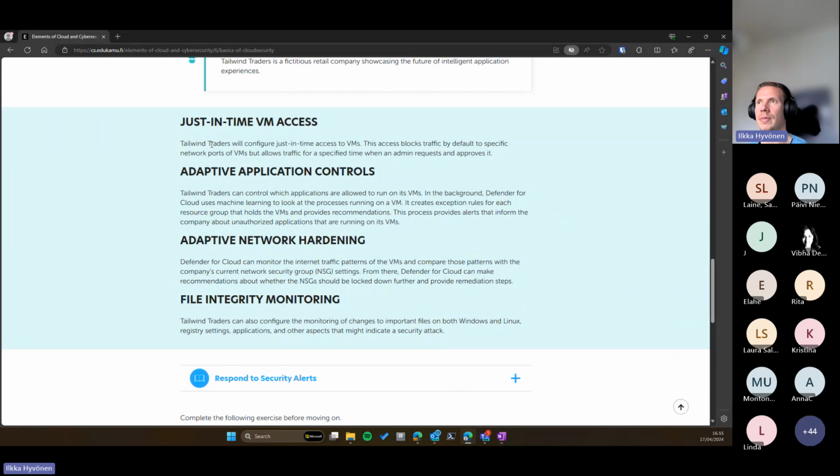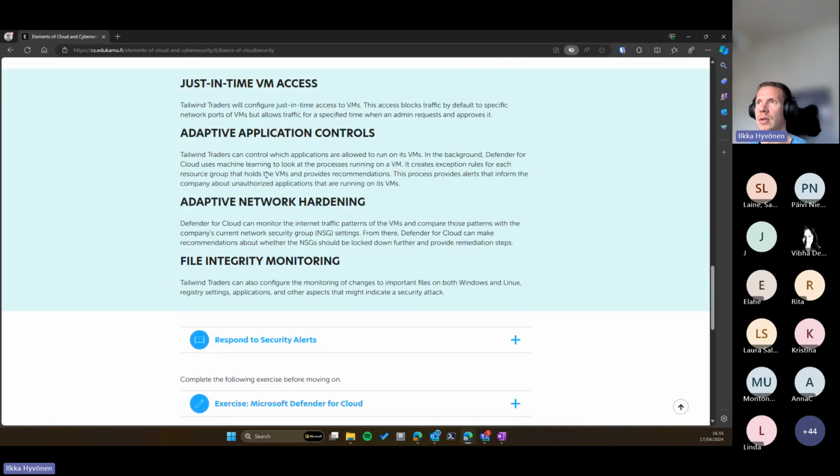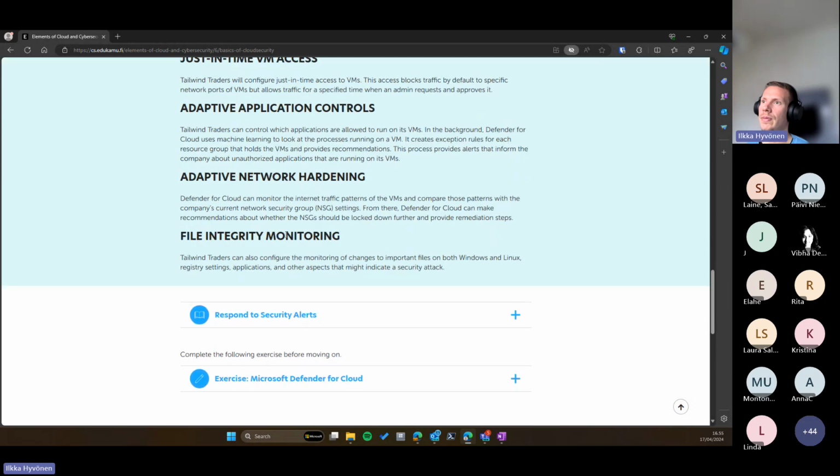And there are some capabilities that are part of this Defender for Cloud as an example related to, for example, network access and so on.